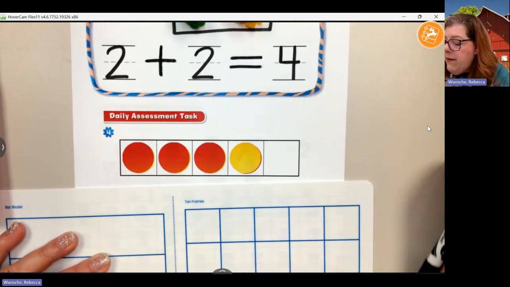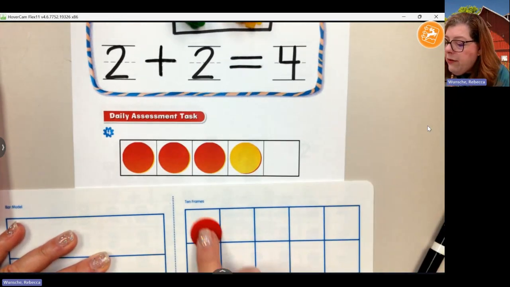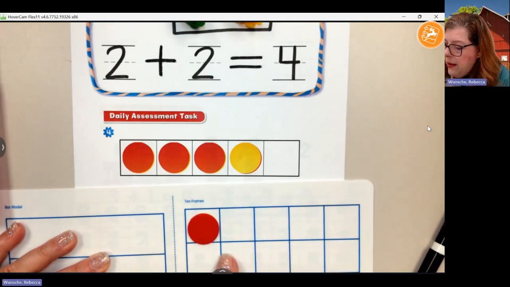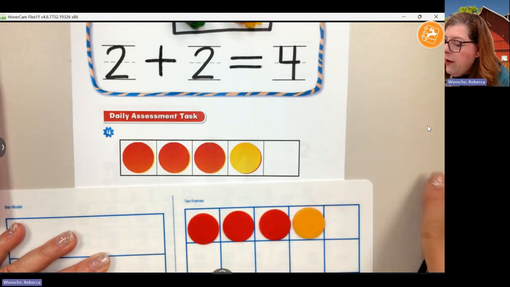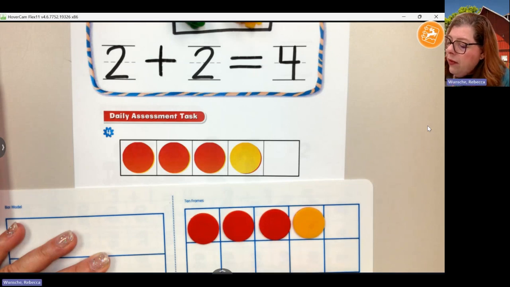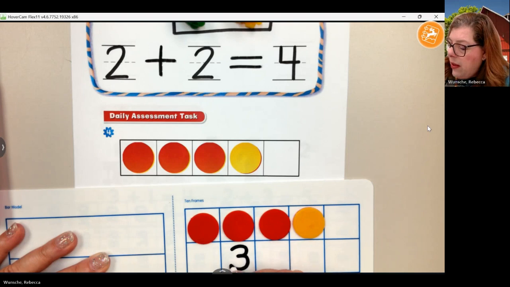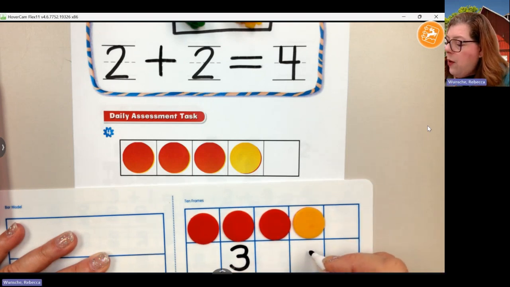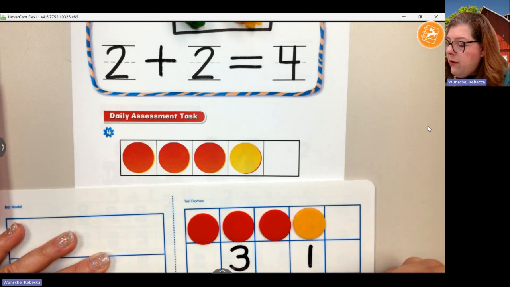So it looks like in my 5 frame I have 3 red counters, and then I have 1 yellow counter. So here I could write in my 5 frame that I have 3 red counters and I have 1 yellow counter.